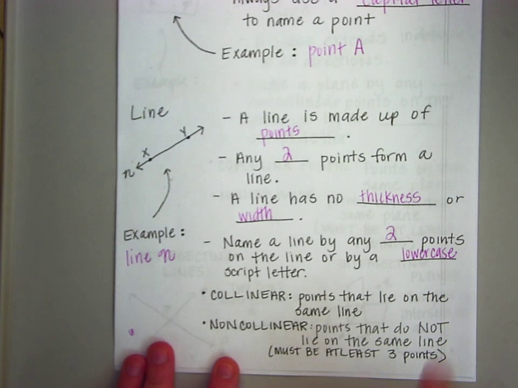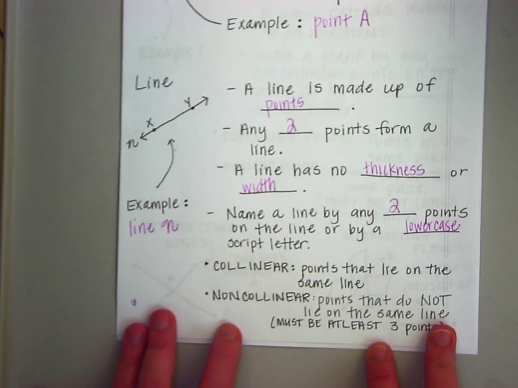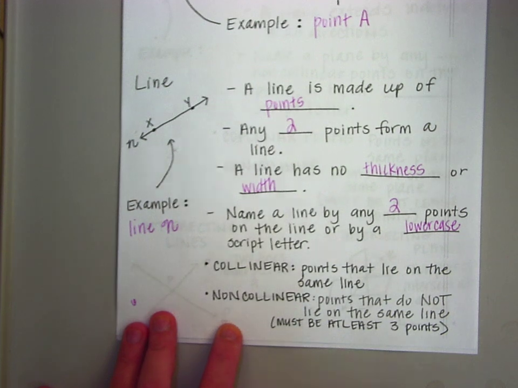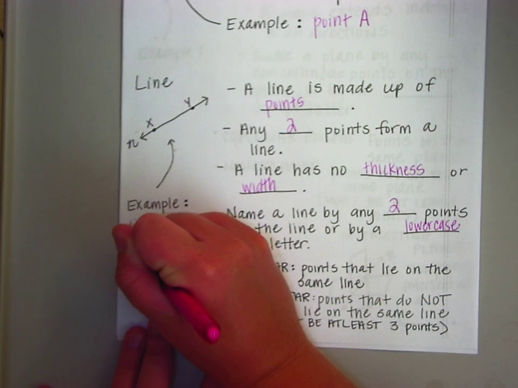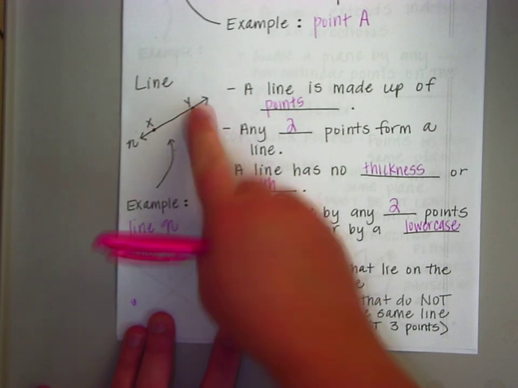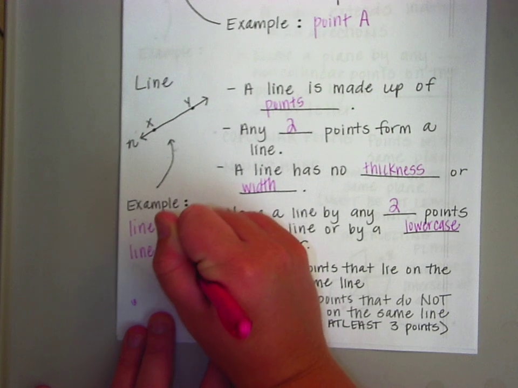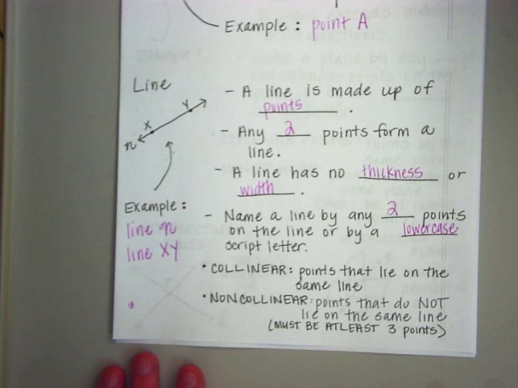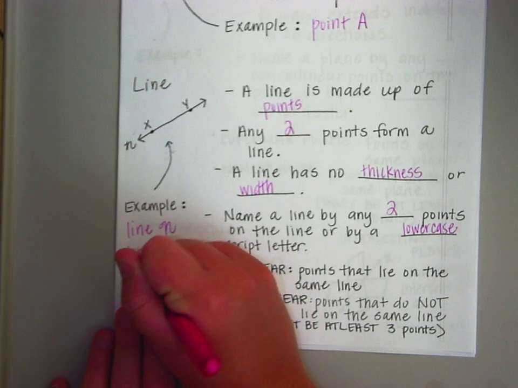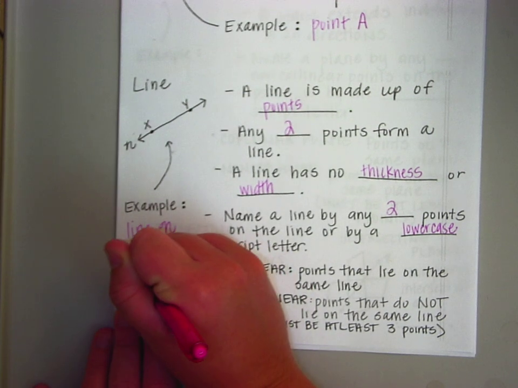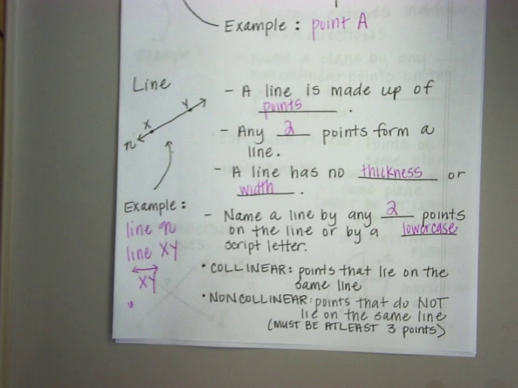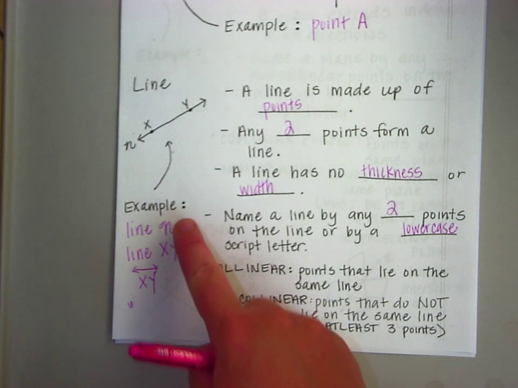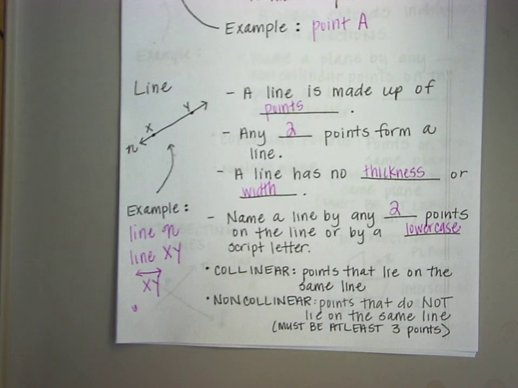Or you can name it by its points. There are 2 ways we can name by points. The first one is to write line, and our 2 points are X, Y. So line X, Y. Or you could write it with a line notation, which is we're going to put our 2 points X, Y, and we're going to draw a small line over our X and Y. So those are the 3 ways you can name a line.